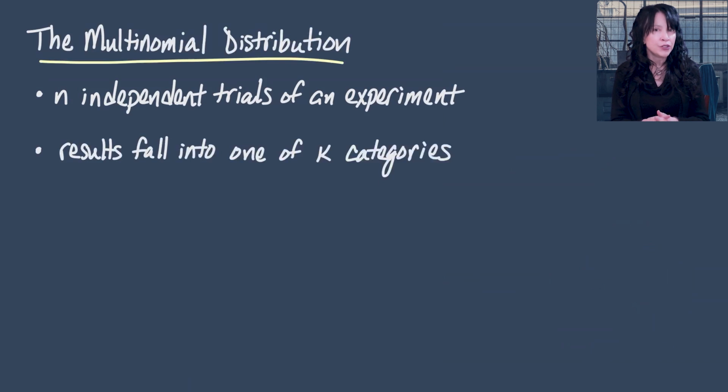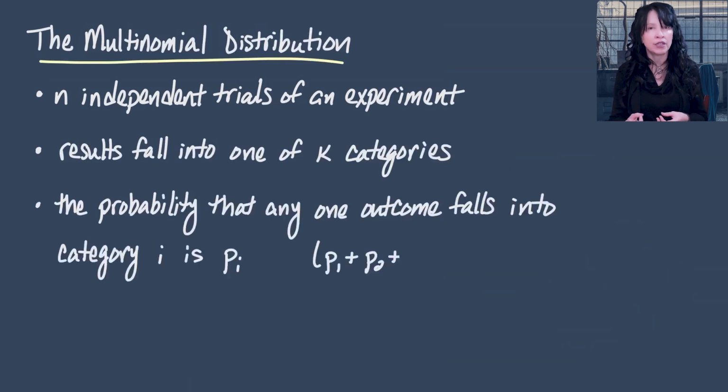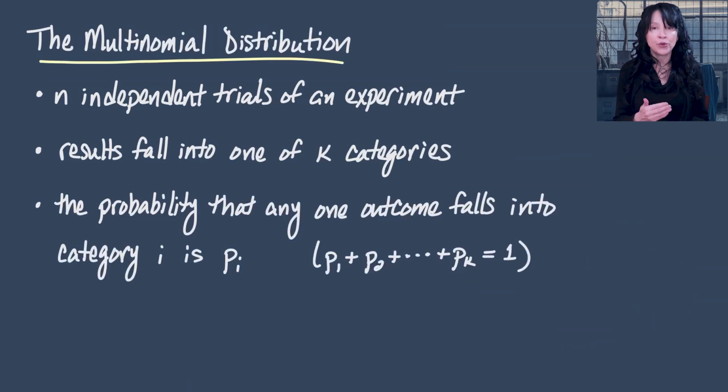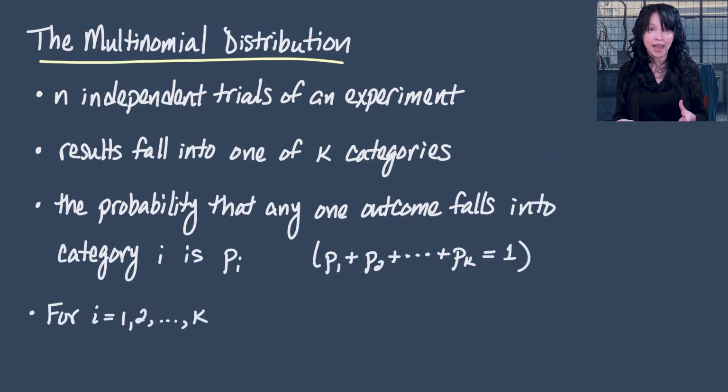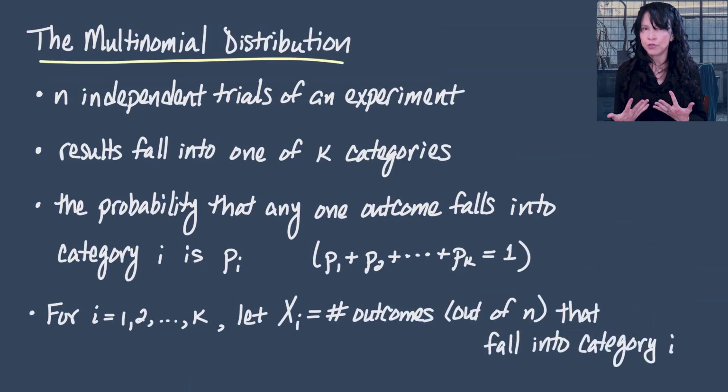Now, we're going to assume, as a parameter for the model, that the probability that any trial falls into category i is going to be some probability lowercase p sub i. And so we have little p sub 1, little p sub 2, up through little p sub k, and those need to sum to 1. Finally, for i equals 1 up through k, I'm going to define capital X sub i to be the number of outcomes in the total of n trials that fall into category i.